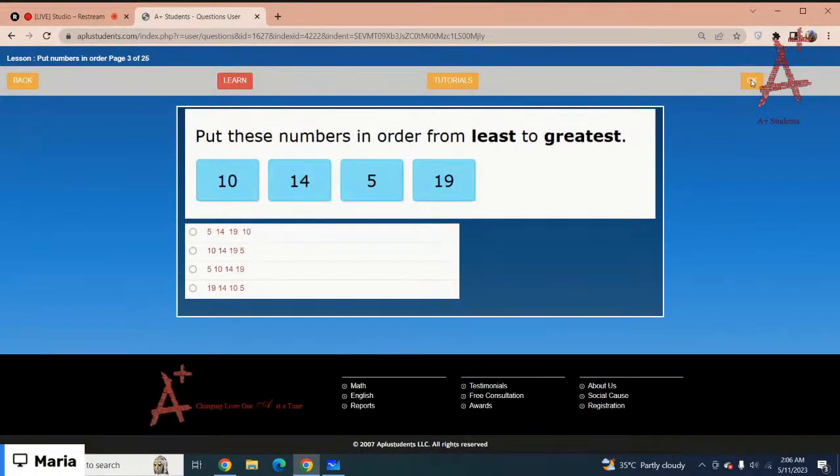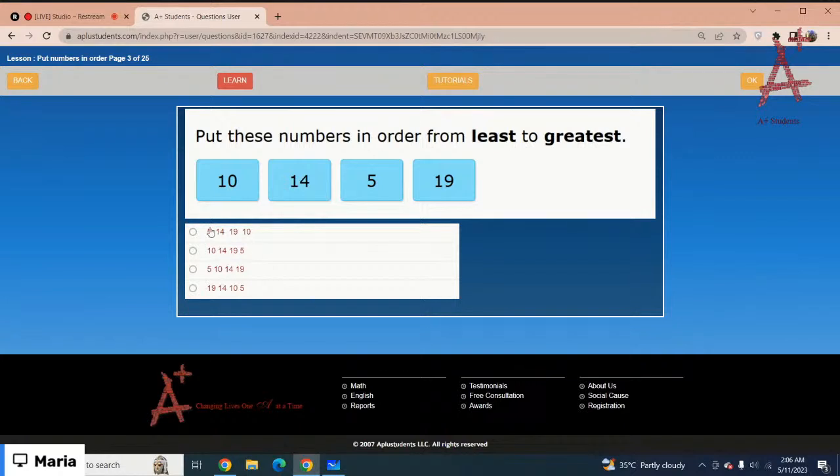Okay, put these numbers in order from least to greatest. So you have to arrange the numbers from least to greatest. You are given the four numbers 10, 14, 5, and 19. So which number is the least one? The smallest number, which one is the smallest one? 5 is the smallest one. Got it? Just look at the options.